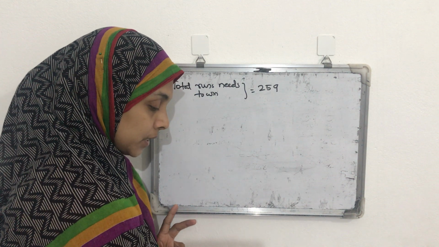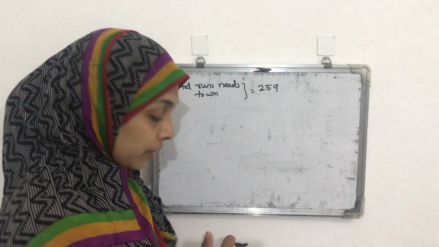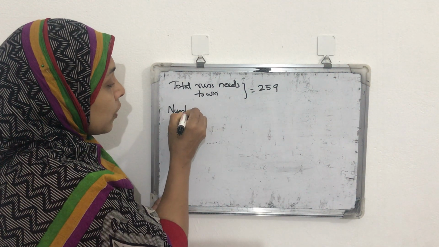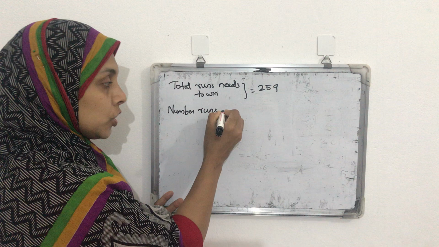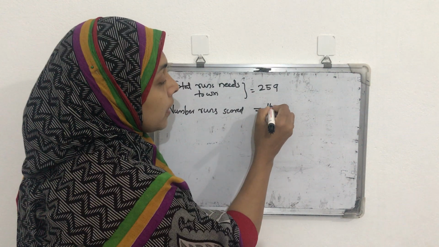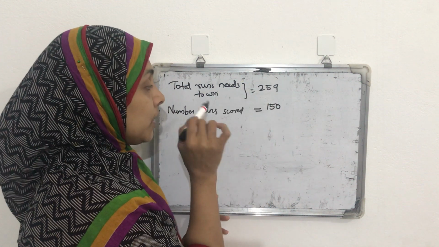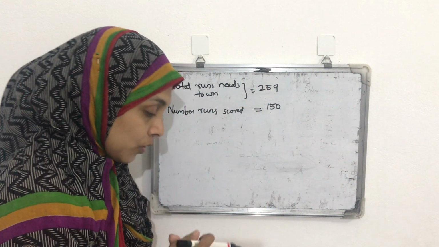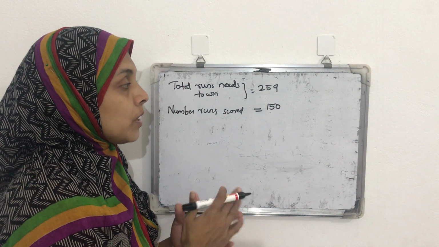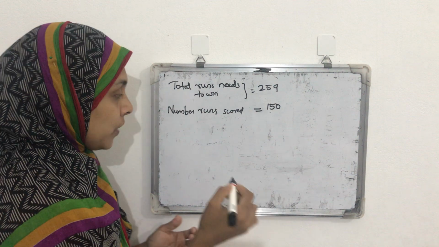Next we can write. Next is given, India has scored 150 runs. So how we can write? Number of runs scored by India. Number of runs already scored. Okay, scored by India, that is given how many? 150. Okay, total runs needed 259. Now India scored only 150 runs. Then the question is, how many more runs does India need to score? So that we will get by subtracting 259 minus 150.